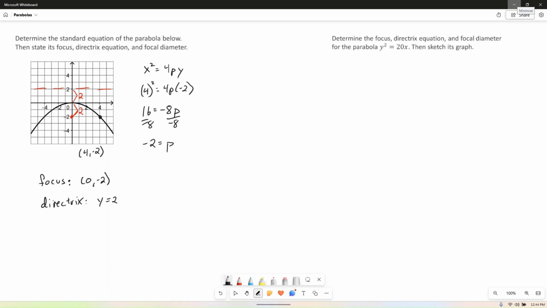Now, the last part here that we need is the focal diameter. The focal diameter is the width of the parabola passing through the focus point. So since the focus point's at (0, -2), we want to look at the width of the parabola where it crosses y equals -2. So that would be the points (-4, -2) and (4, -2). And the distance from -4 to 4 is 8. And so our focal diameter is going to be 8.